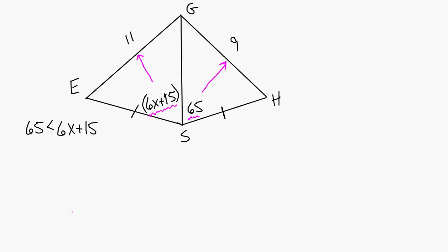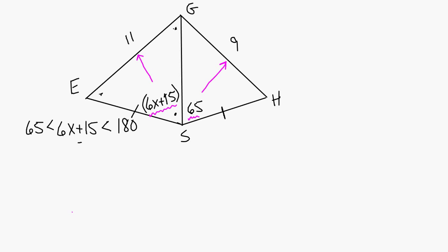Now you have to set the top of the range. This 6x plus 15 angle measure has got to be less than 180 degrees, because it's one angle in a triangle. What do all three of the angles in the triangle add up to? They all add up to 180. So one of them individually has to be less than 180. Okay? So that's how you set the top of your range.